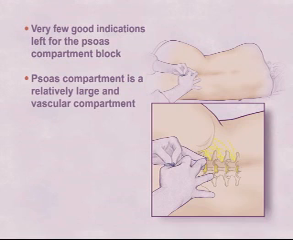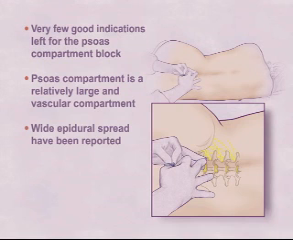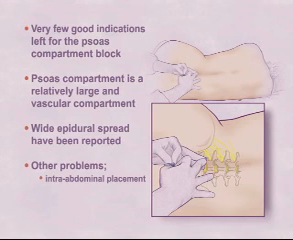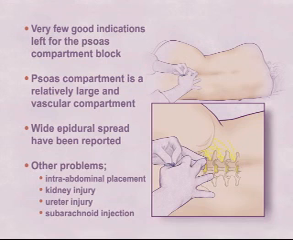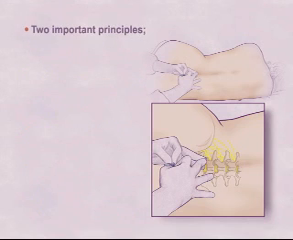More so because it is such a vascular compartment, which also predisposes to retroperitoneal hematoma formation if blood vessels are injured. A large volume of local anesthetic agent in the vicinity of the epidural space is also potentially problematic, and many cases of wide epidural spread have been reported. Other problems like intra-abdominal placement of needles and catheters, kidney and ureter injury, and subarachnoid injection have also been reported frequently. Two very important principles apply with this block.